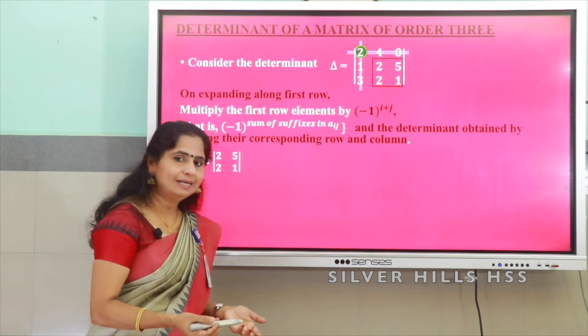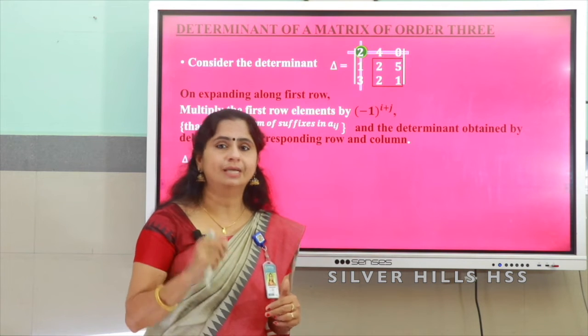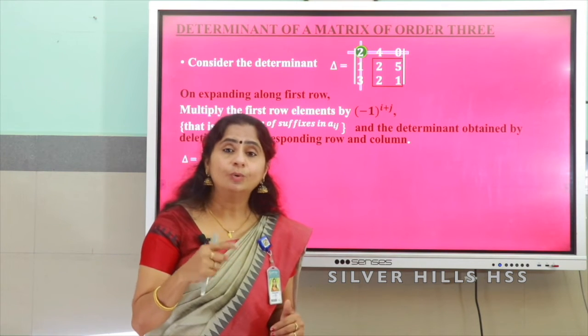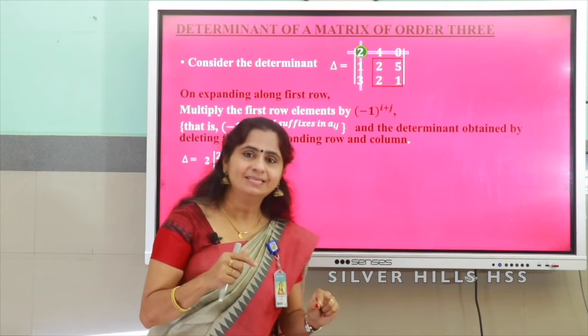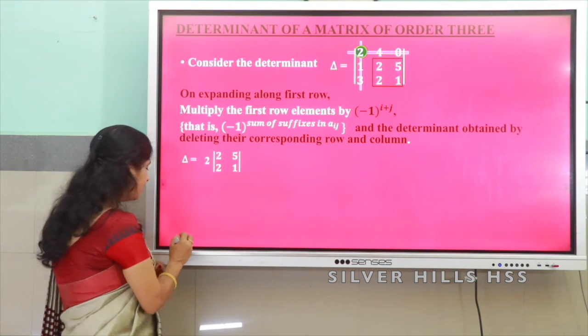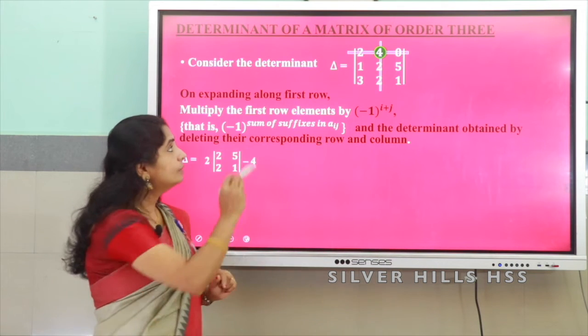Going to the second element. The second element is coming in the position first row, second column. So it is minus 1 raised to 1 plus 2. It's odd. So you will have a minus sign. So we can write minus 4 into 2. So minus 4 into 2.